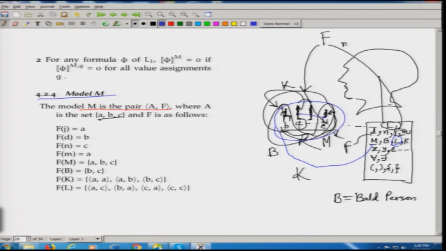So, A and C are related this way through L, and then B and A are also related this way, that is L, saying that B likes A and stuff like that. So, the set of all these arrows, all these relations, will be L. So, the model consists of A and F. F is the interpretative function which takes the linguistic elements and interprets, rather relates those to some elements of the reality.